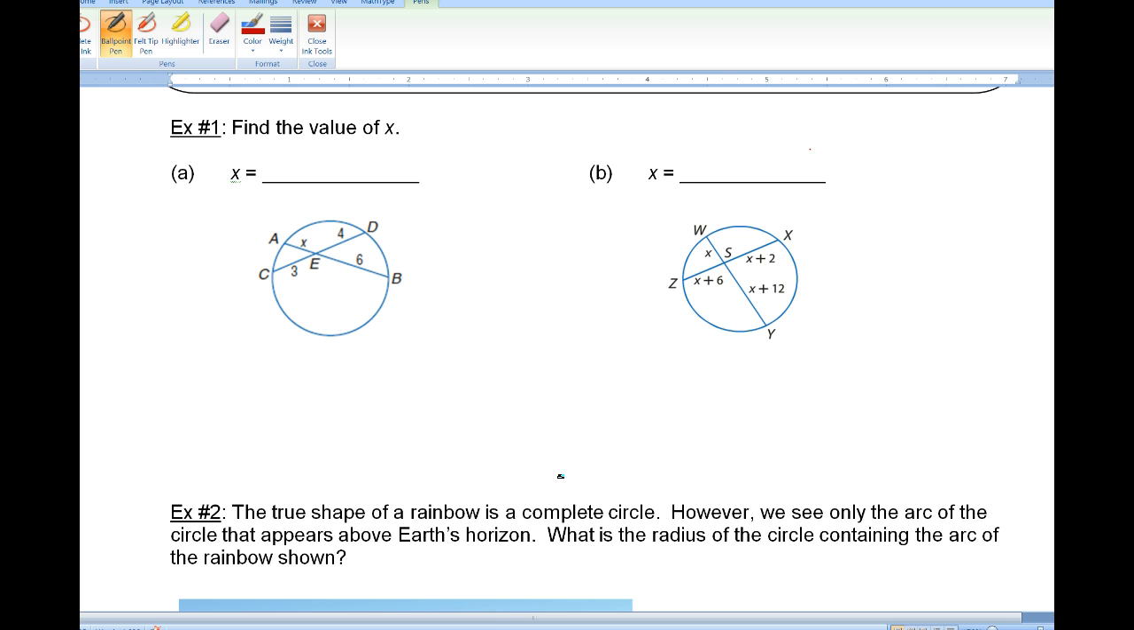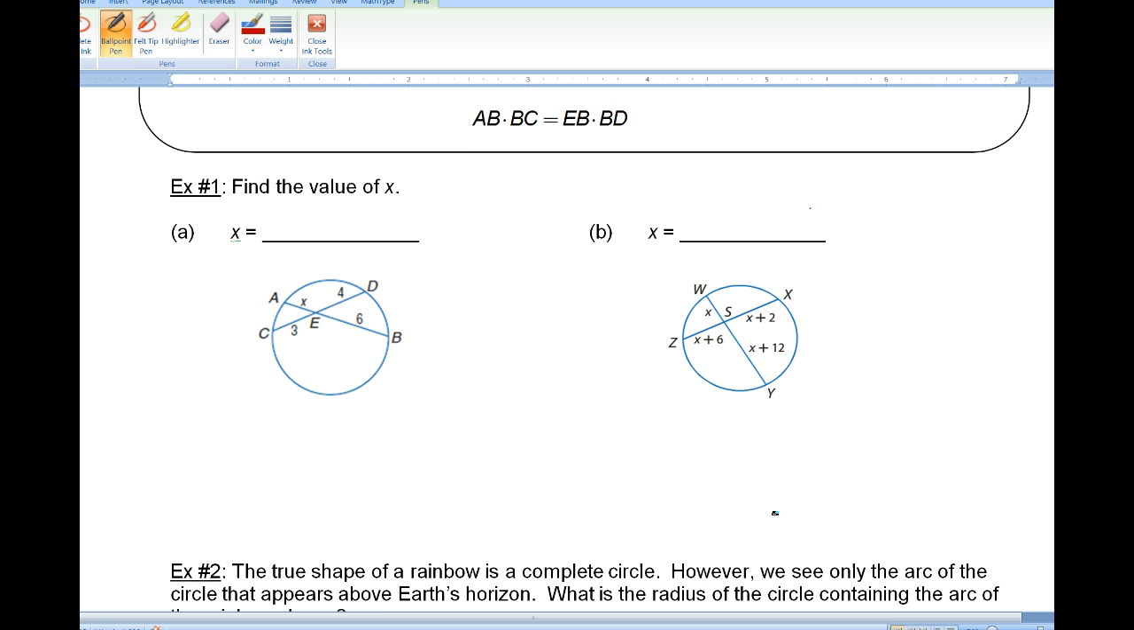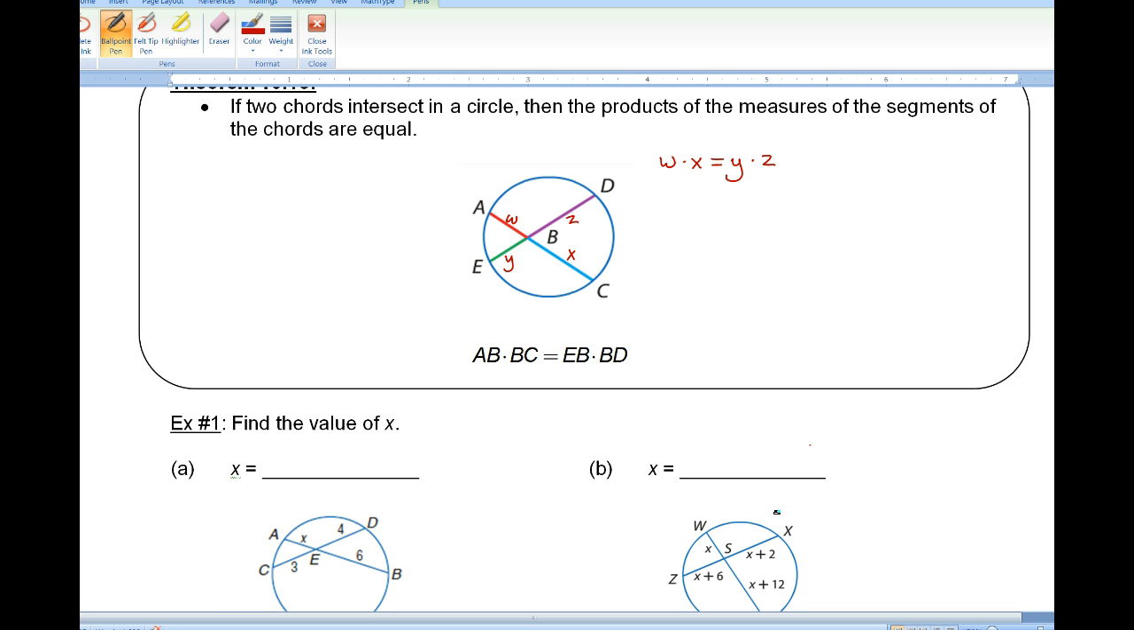Now the reason, just so we don't have to go through a proof, but this proof would involve similar triangles. For example, if I were to join these here, we're basically saying these segments are proportional to each other. So that's actually how you end up with this times this equals this times this.